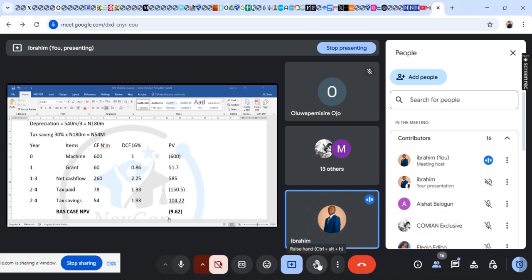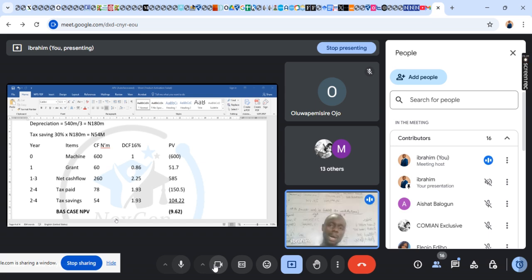From our question, the machine is 600. The grant is being received at the end of year 2. If a grant is being received at the beginning of year 2, it would have occurred at the end of year 1, and that is why we put the grant first. Then there's a net cash flow that is yet to take effect of tax.